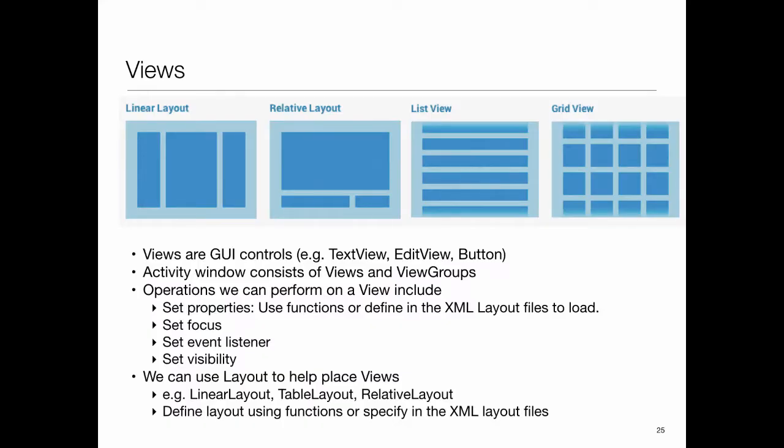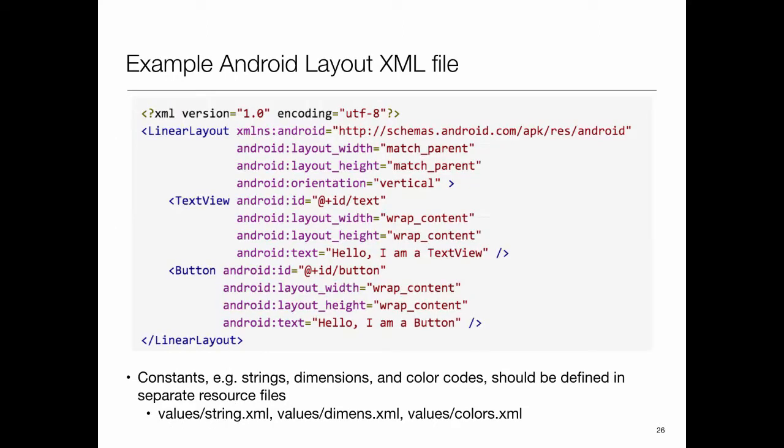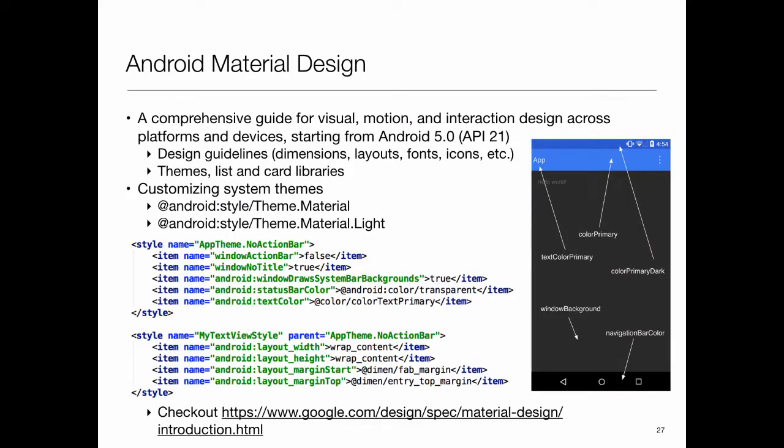And the UI part of the activity can be defined either completely in Java code or within an XML file. The XML file has your components and layout containers and their attributes.